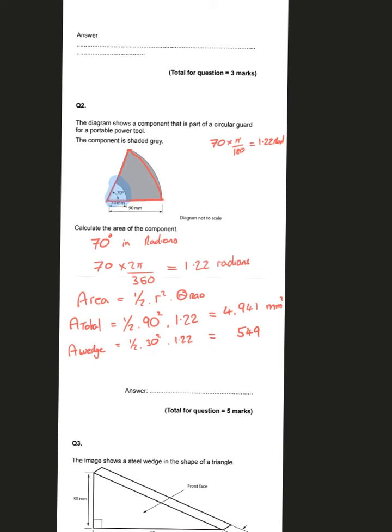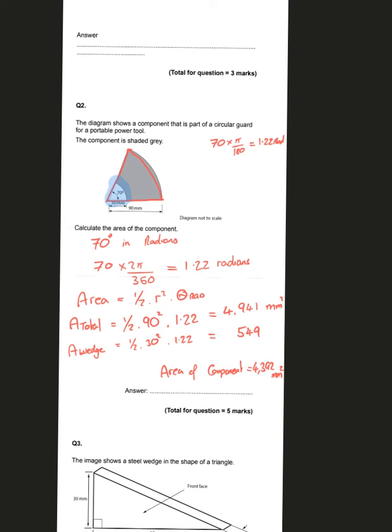4941 minus 549, area of component is equal to 4392. It's area, so it's millimeters squared. So there's a few little knacks to that question.